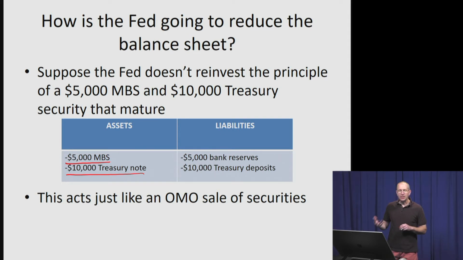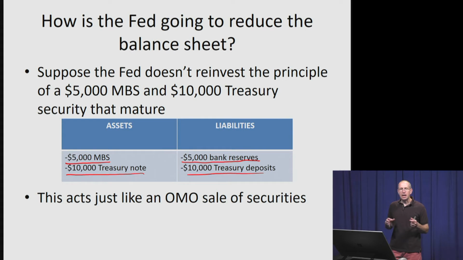On the liability side, what would happen over here? Well, as the mortgage-backed security matures, the principal value would have to be paid off through reductions in deposit facilities or in the checking account balances, and this would reduce bank reserves. The Treasury note, as it matures, the government would pay the Fed the $10,000, the face value, and this would reduce Treasury deposits by $10,000.